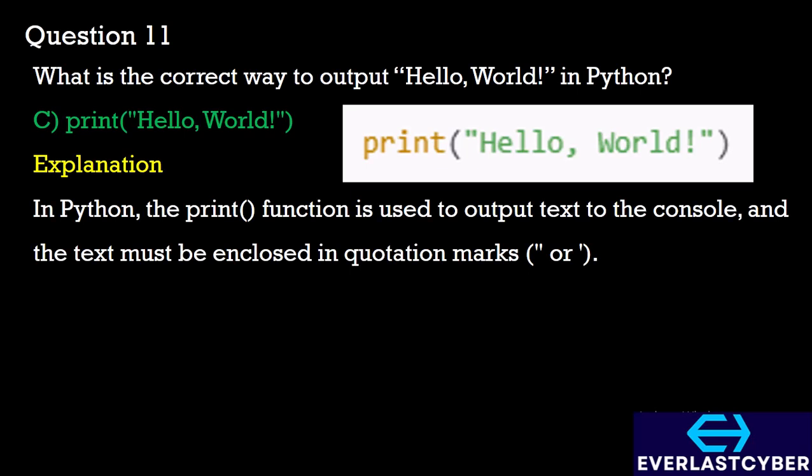The print function is used to output text into the console, and the text must be enclosed in quotation marks, either the double quotation mark or the single quotation mark.